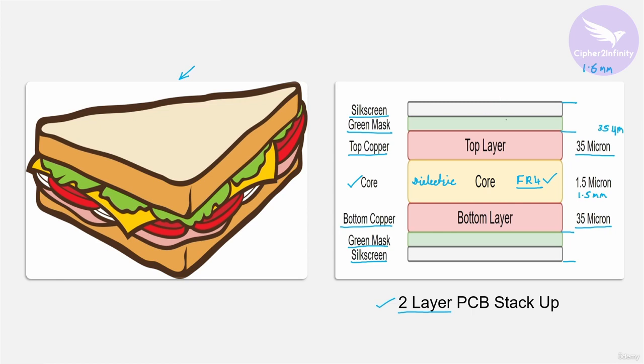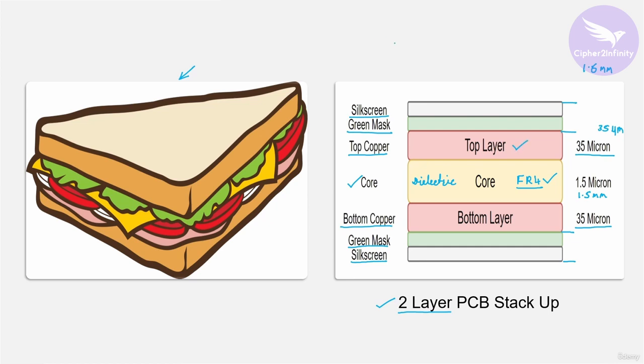Most of the manufacturers from where you will order the PCB with 2 layers, this is going to be the default stackup, in which the top copper layer is of thickness 35 micron, the core thickness is 1.5 millimeter, and the bottom copper layer thickness is 35 micron. But depending on the application, we can go for different thicknesses of copper layers.